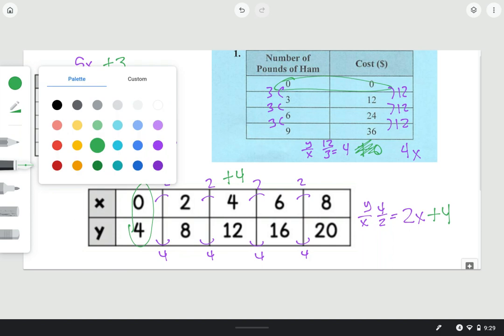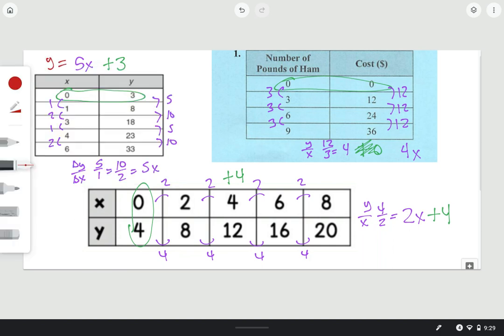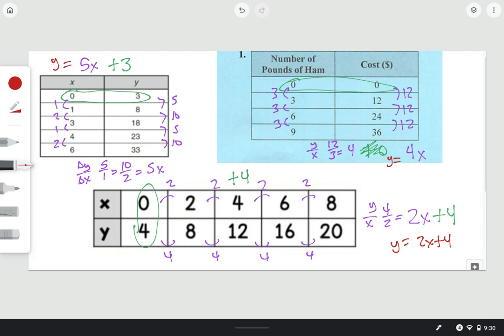Now the only thing to remember is that when you're writing an equation, you start with y equals in front of it. So y equals 4x, y equals 2x plus 4, y equals 5x plus 3. So find the rate of change, find the y-intercept, put them together. And that's how you do it from a table.